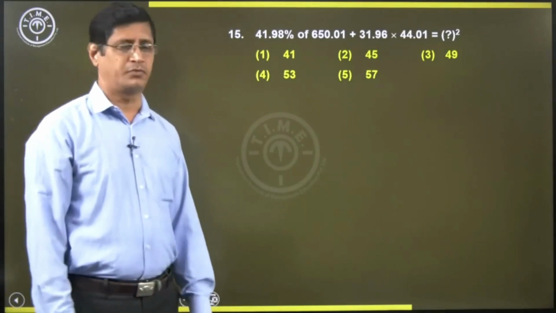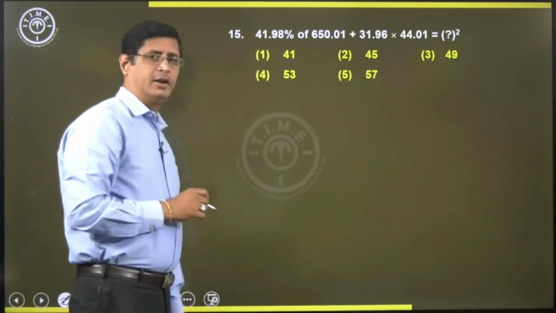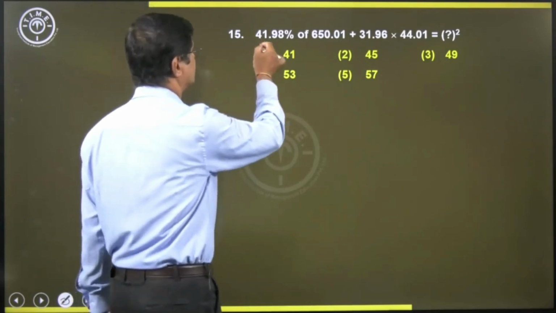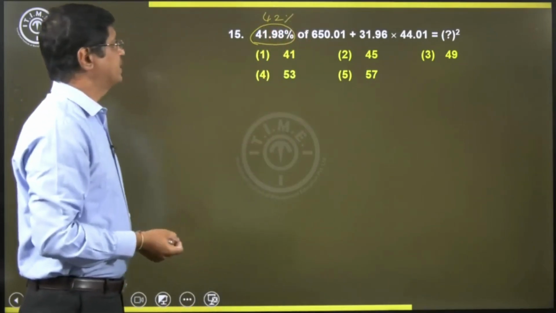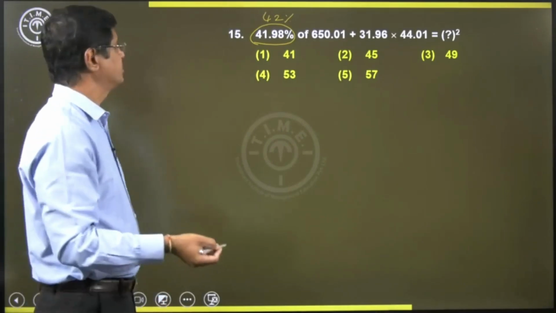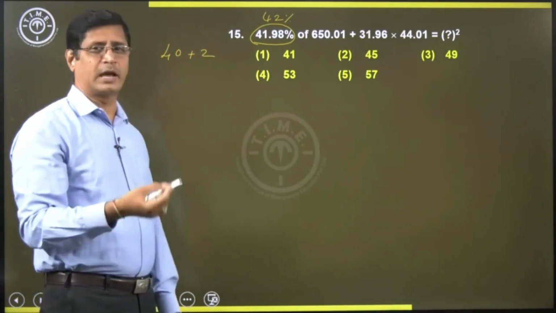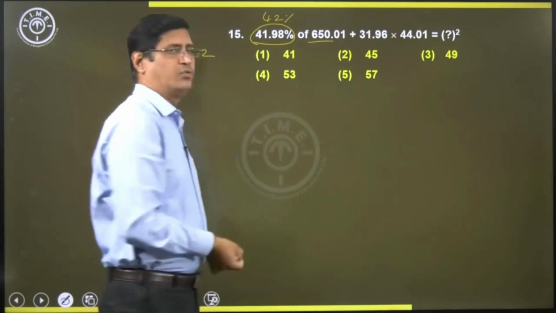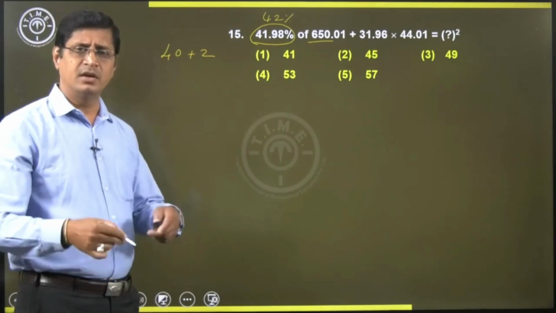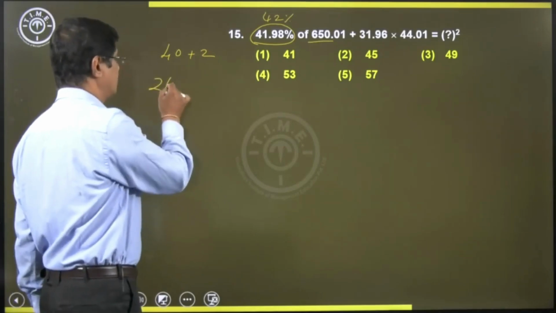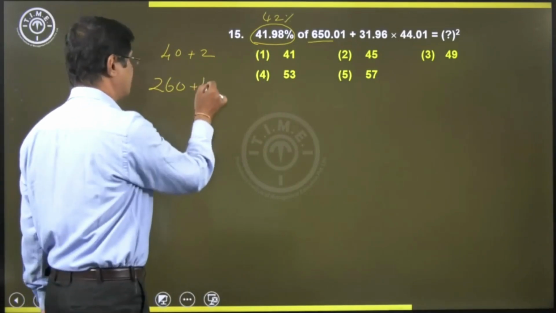Next. 41.98% of 650. 41.98%, approximately I am taking 42%. 42% of 650. 42% means 40 plus 2%. 40 means 4 times of 10%. 10% is 65, which means 4 times of 65. Double is 130. Again double, 260. 1% is equal to 6.5. 2% means 13. So what is the sum here?